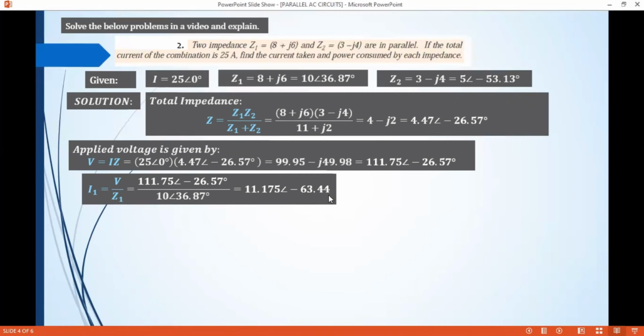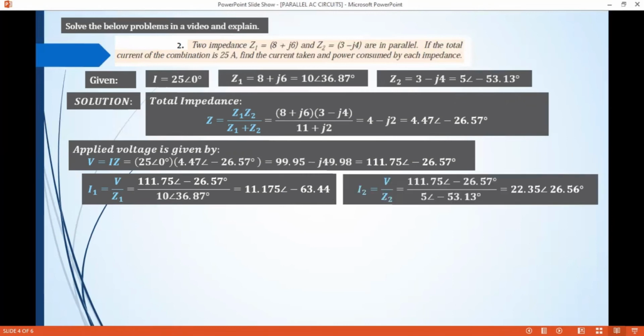degrees. So next is for the I2, or the current 2, we have V over Z2. So same formula. So we have 111.75 angle negative 26.57 degrees over 5 angle negative 53.13 degrees here, and that is the Z2, or the impedance 2. So to solve this, input in the calculator and we'll have an answer 22.35 angle 26.56 degrees. So that is for the current 2.